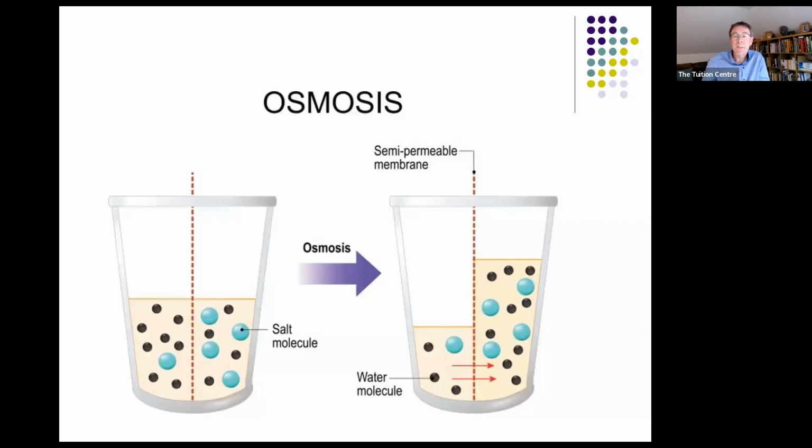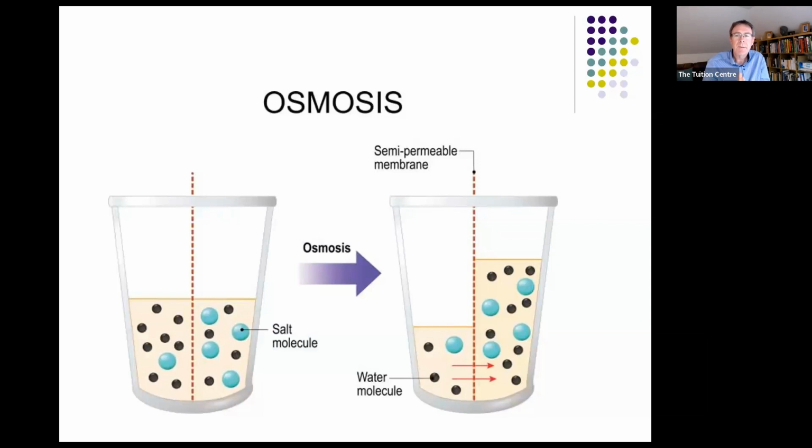So on the left-hand side, the container on the left, you see the water molecules are in black. And there's way more water molecules on the left-hand side of the dotted line than there are on the right-hand side of the dotted line. So the left-hand side of the dotted line, that's a high concentration of water. It's a high water concentration.